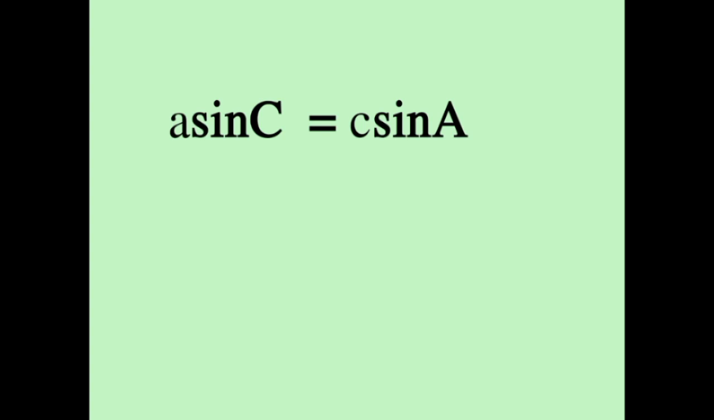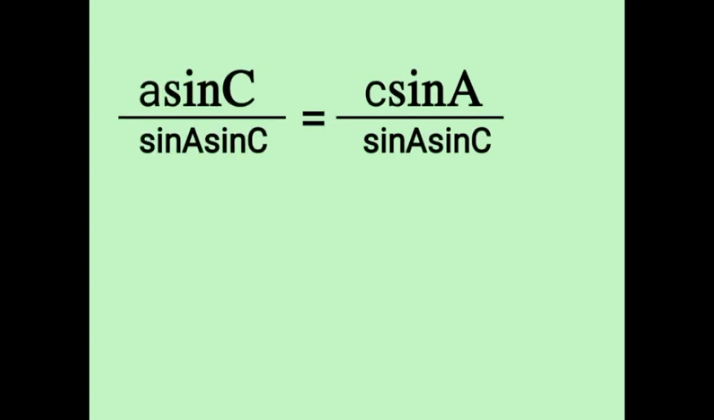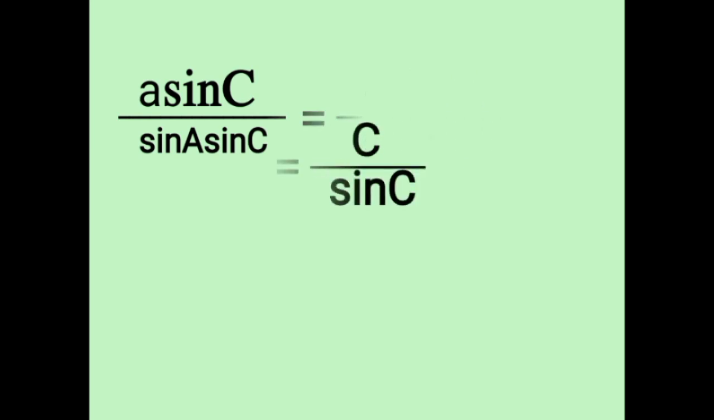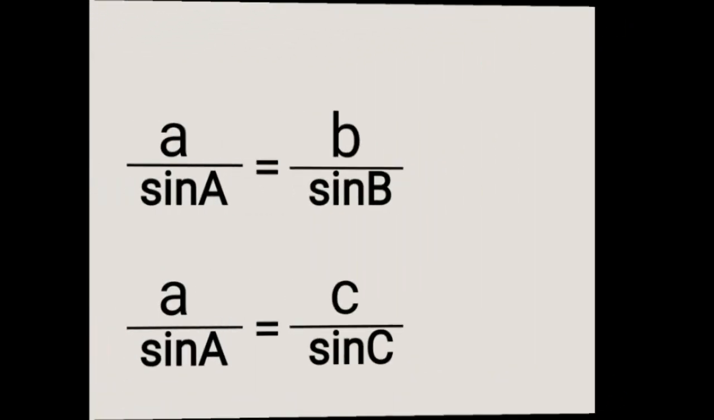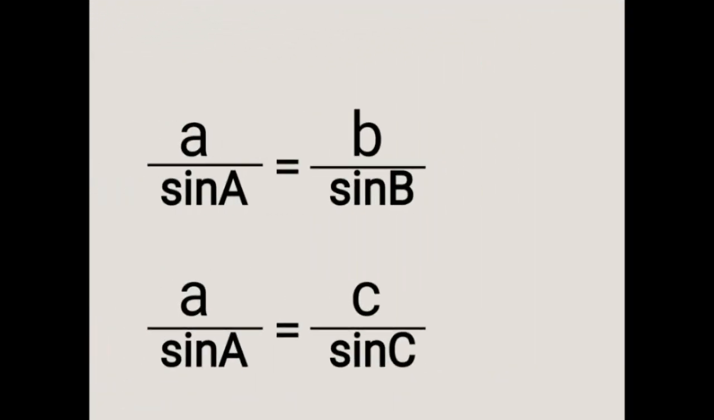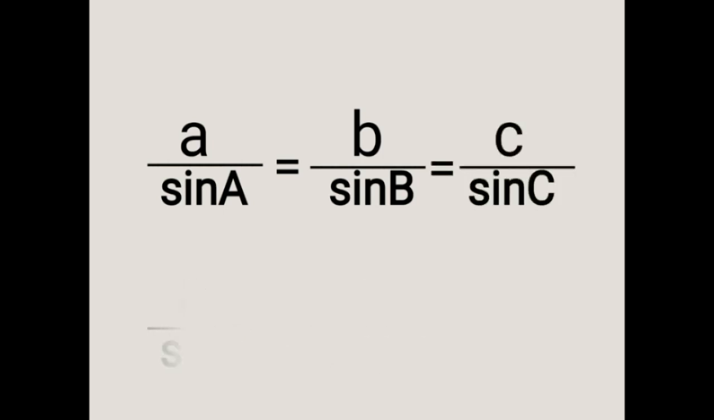Divide throughout by sine A sine C, then a sine C over sine A sine C equals c sine A over sine A sine C. So a over sine A equals c over sine C. So a over sine A equals b over sine B and a over sine A equals c over sine C. Then a over sine A equals b over sine B equals c over sine C. So this is the sine rule.